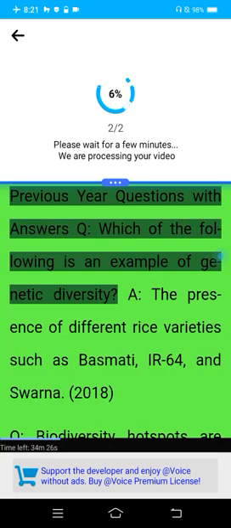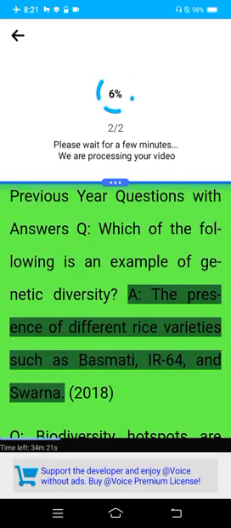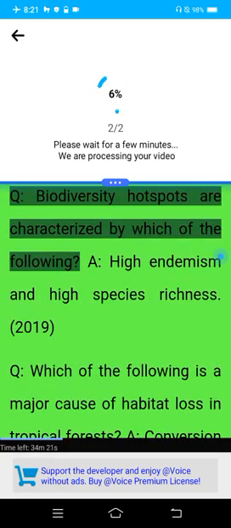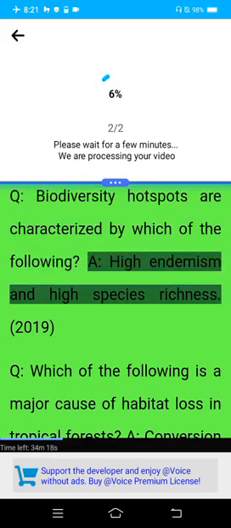Previous year questions with answers. Q. Which of the following is an example of genetic diversity? A. The presence of different rice varieties such as basmati, IR64, and Swarna. 2018. Q. Biodiversity hotspots are characterized by which of the following? A. High endemism and high species richness.